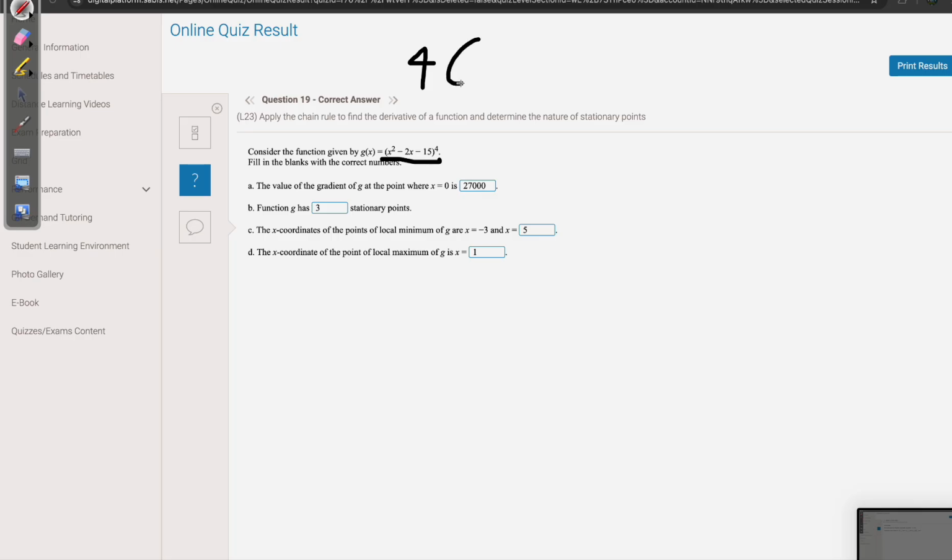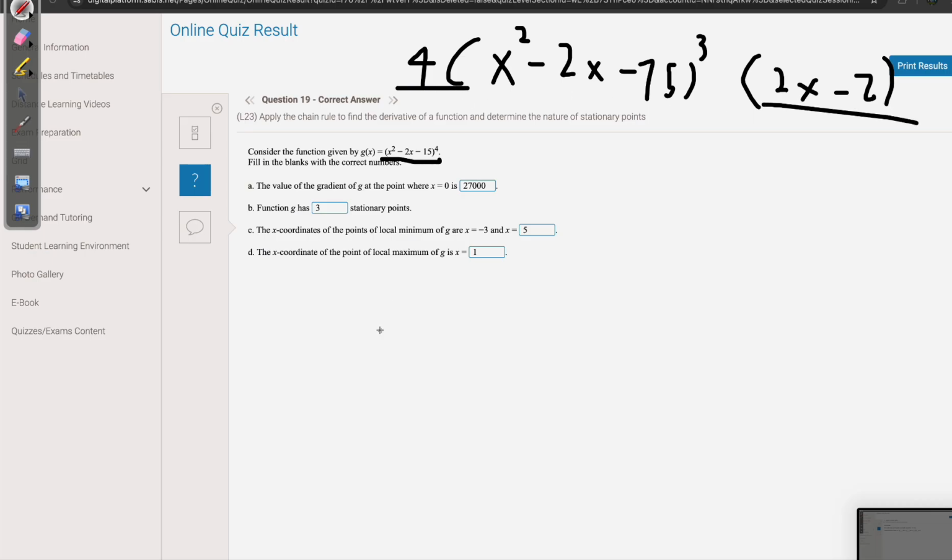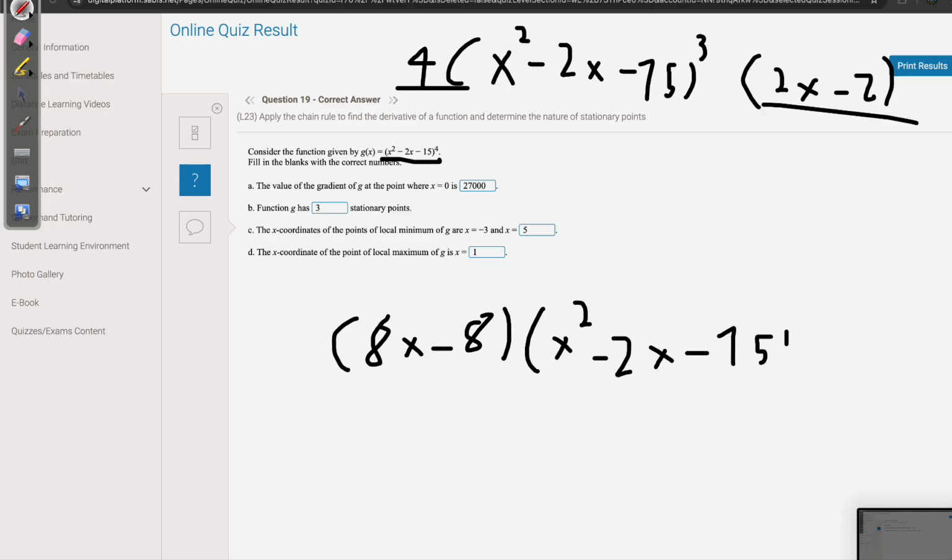So 4 times (x squared minus 2x minus 15), all of that to the power of 3, times 2x minus 2. Then we multiply these together, so 8x minus 8, times (x squared minus 2x minus 15), all of that cubed.